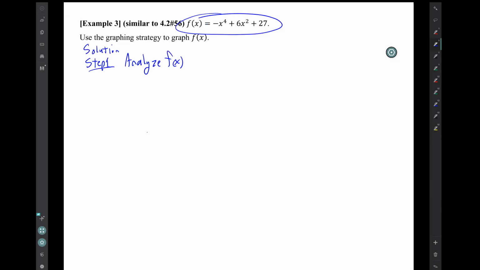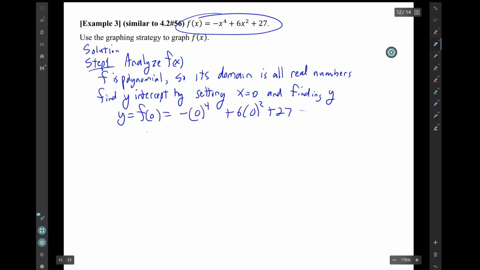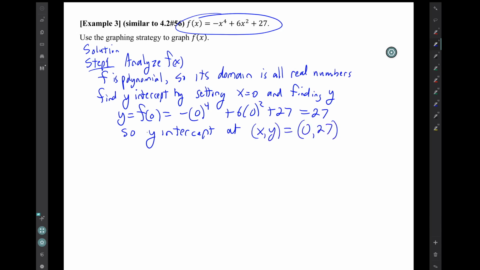Okay, the easy questions about f. First of all, is domain. Well, f is a polynomial, so its domain is all real numbers. What about the axis intercepts? Find the y-intercept by setting x equal to 0 and solving for y. Okay, now we find the x-intercepts by setting y equal to 0 and solving for x.